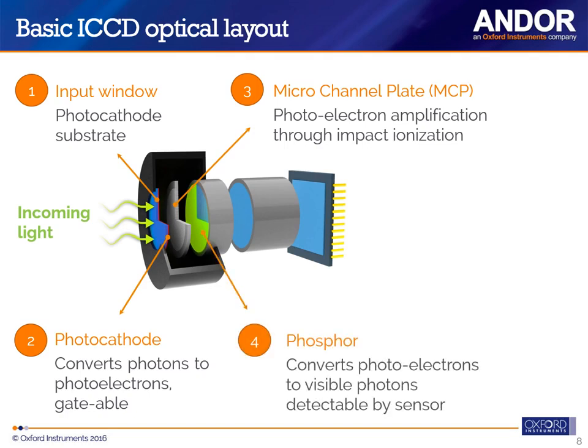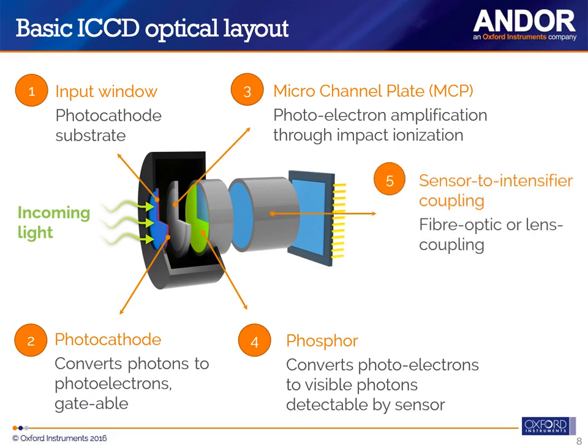The phosphor is the next element in the chain here, and the phosphor basically converts the photoelectron signal from the MCP to visible photons, and these visible photons can be detected by a sensor. These photons can be channeled to the sensor through different means. The main ones are fiber optic plates to channel the photons straight through to the detector, or a lens coupling.